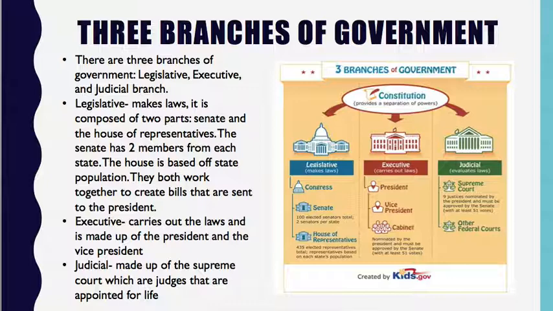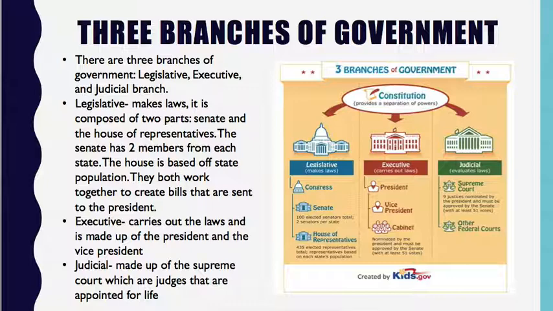Next, we're going to talk about the judicial branch. The judicial branch is made up of the Supreme Court, and there are judges that are appointed for life. The president appoints them for life, and there are only 9 judges in our judicial branch.